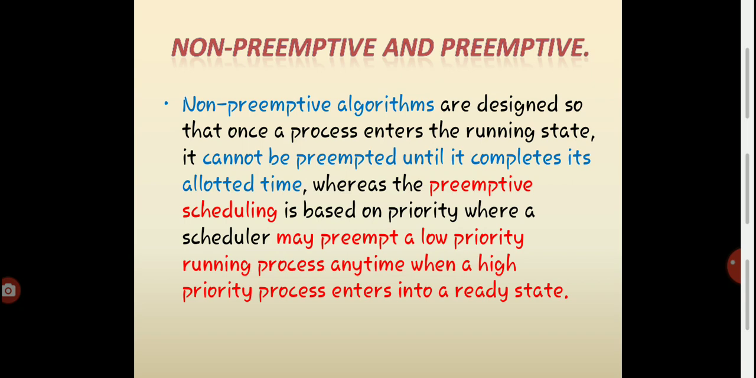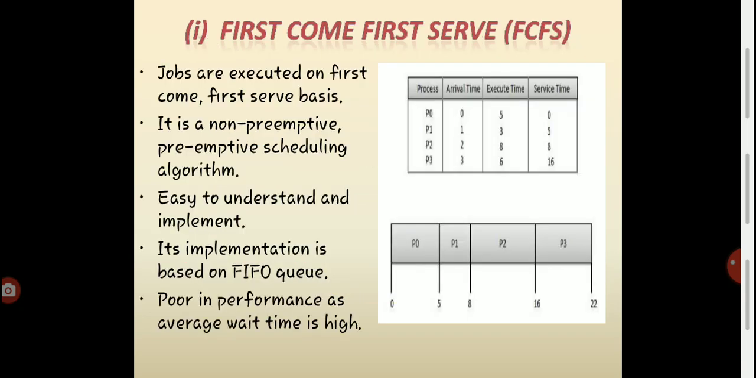The opposite is preemptive algorithms. In preemptive scheduling, the scheduler may preempt a low priority running process at any time, even if it is not completed. The currently running process, even in the middle of execution, can be removed, and the higher priority process can be taken in. This is called preemptive scheduling. I hope you understand. This is the first type of process scheduling algorithm. I'll move fast because when I explain everything in detail the video will be lengthy, so please rewind the video and understand.